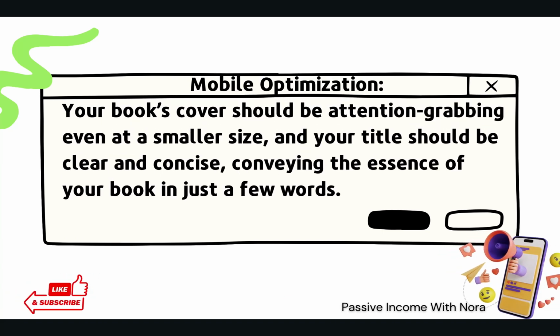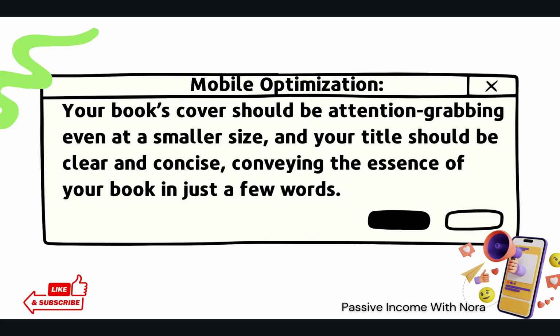Mobile users make up a significant portion of Amazon's customer base. So you really want to utilize that. You really want to take advantage of that. Ensure that your cover, your title, your initial description are all optimized for mobile devices. Your book's cover should be attention grabbing, even at a smaller size. And your title should be clear and concise. It should convey the essence of your book in just a few words.